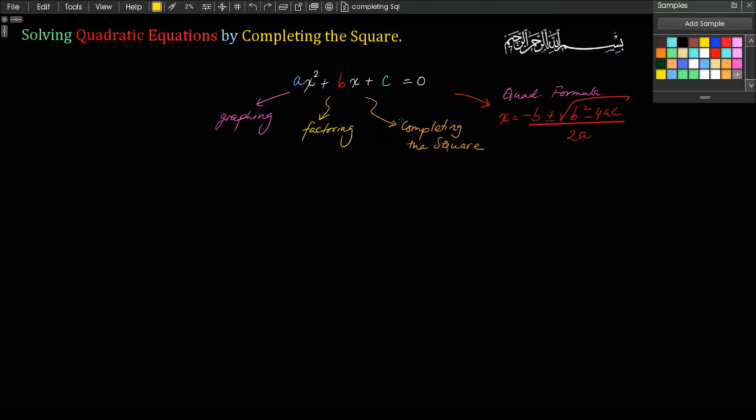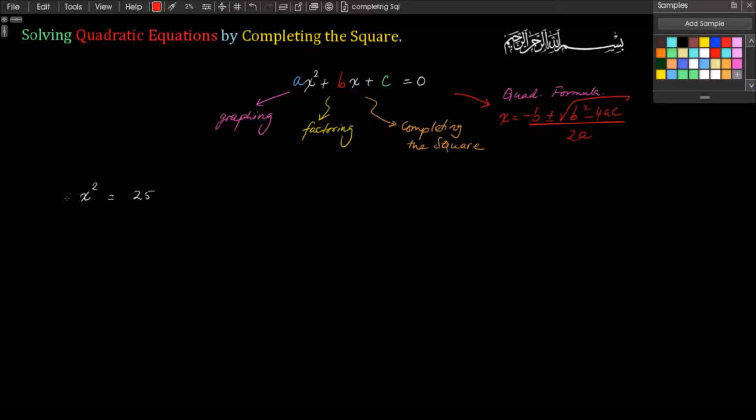Bismillahirrahmanirrahim. Today we shall talk about the third method of solving quadratic equations, that is, completing the square. Now some students are challenged by this method, but I think there's great beauty in it, and it's actually very important, as you'll see.